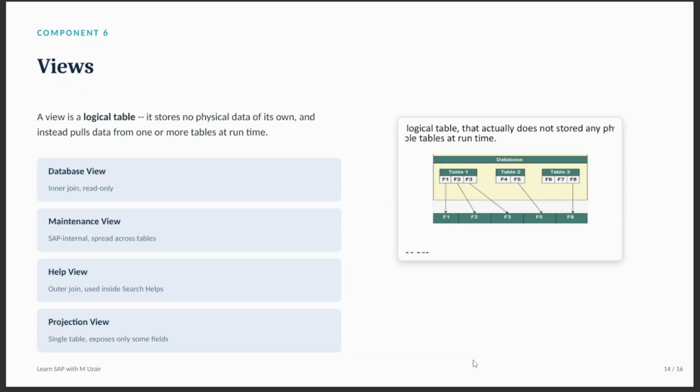Help view uses an outer join and can't be executed directly. It should be called when the user needs help on a specific field. It's always embedded inside a search help, which we will cover next. And projection view exposes just a few fields from one big table, useful as a clean interface. Remember, one big table. That is a projection view. Projection, as its name shows, is like a projection of any table.